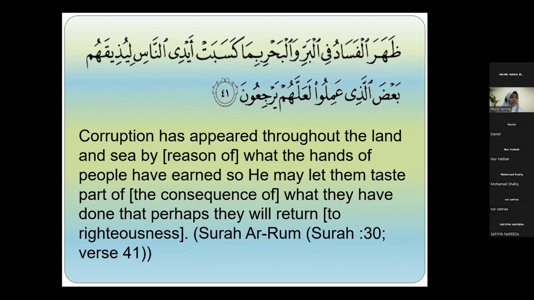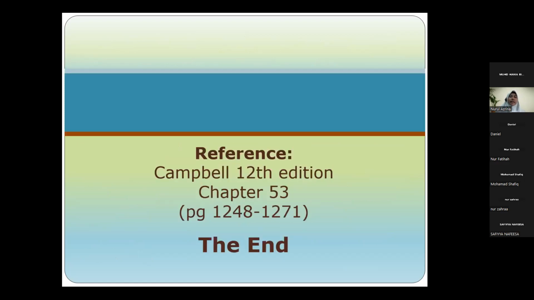Okay. Another verse, sama juga Surah Ar-Rum, corruption has appeared throughout the land. Okay. And people have earned, so He may let them taste part of the consequences of what they have done. Okay, so macam itulah supaya kita dapat kembali kepada Allah. Okay. Alright, so that's all that finishes off chapter 12.